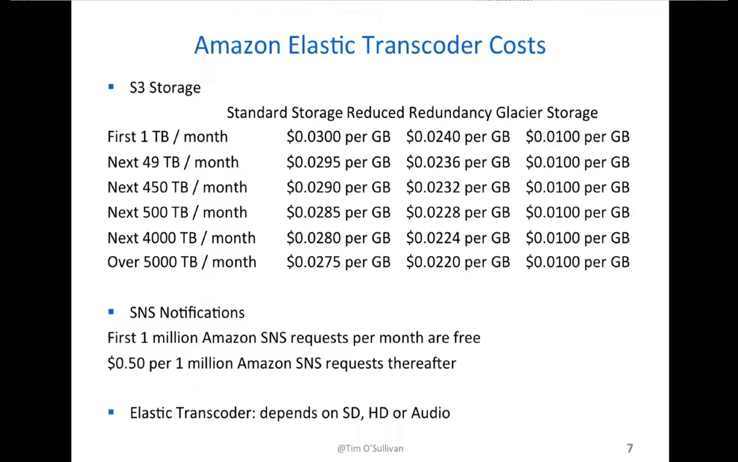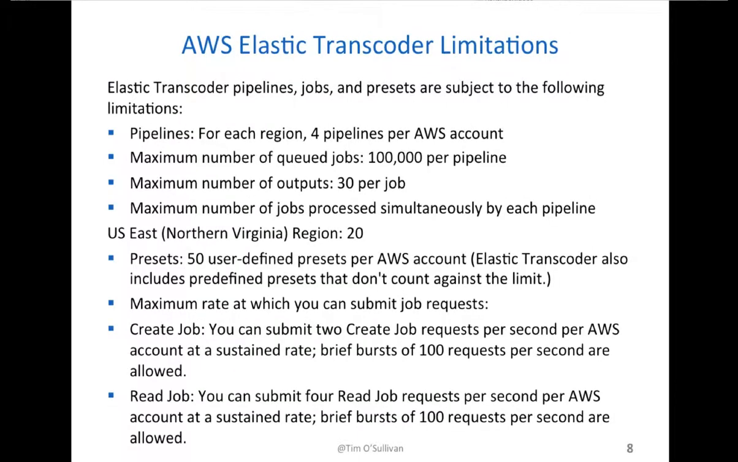The other costs: there's S3 storage, which is about 3 cents per gigabyte for the first terabyte a month. SNS notifications: the first 1 million are free, and 50 cents thereafter. The limitations: you have 4 pipelines per AWS account and 100,000 queued jobs.